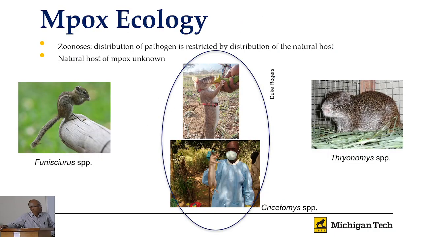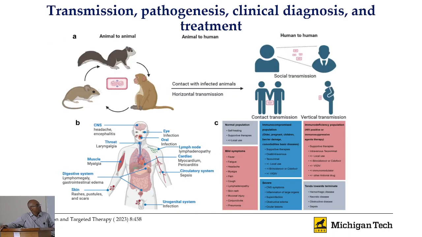And those are all the symptoms listed here. I mean, it's nothing unusual here compared to smallpox. The differences: another important thing is there is a chance of vertical transmission, as we know. One is contact transmission, which mostly happens through sexual intercourse. Social transmission also happens as a horizontal transmission. And another is vertical transmission: if the mother is infected, the baby can get mpox.